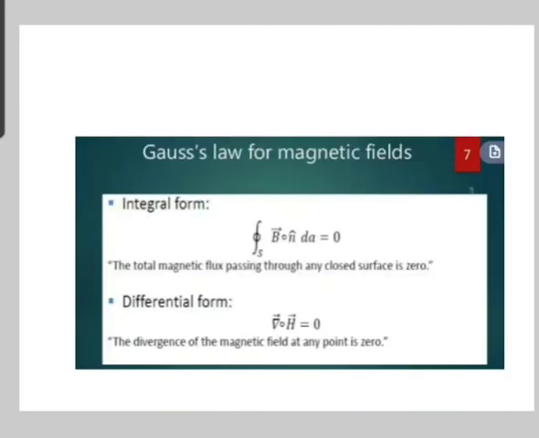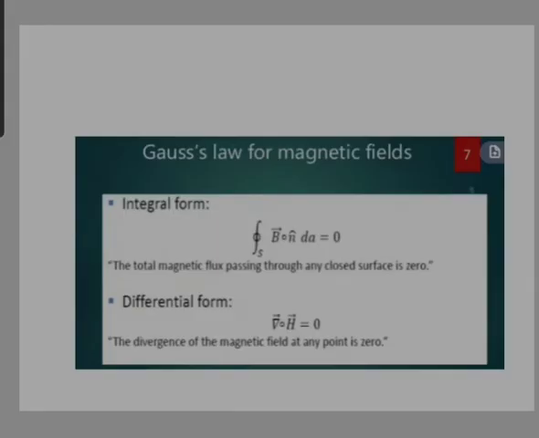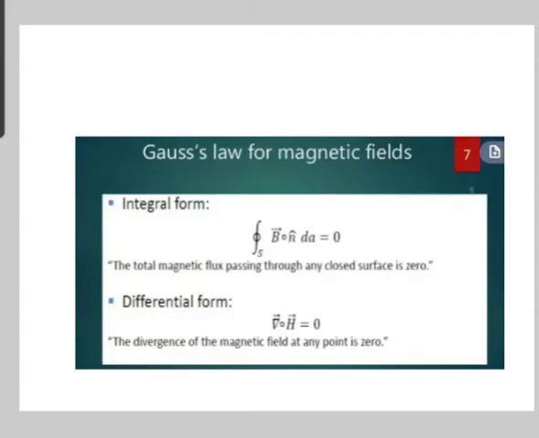Then Gauss's law for the magnetic field. Now here the equation for the magnetic field is given for integral form and for differential form. So the total magnetic flux passing through any closed surface is given here and it is 0. And in differential form, the divergence of the magnetic field at any point is 0. The equation for the differential form is also given here.